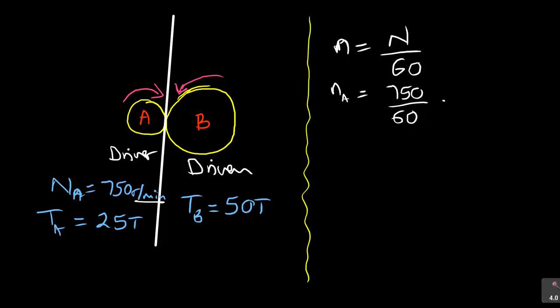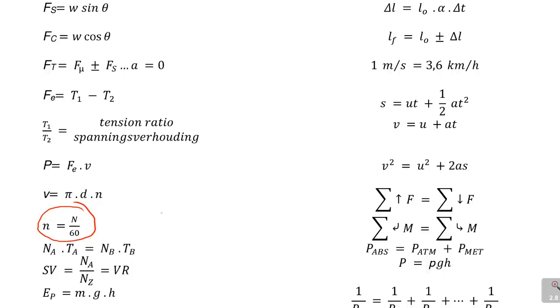So I have now 12,5 rotations per second. Sometimes you might find that they strictly want you to leave your answers in rotation per second or in rotation per minute, so you need to know how to convert that. So I've got that information, and there is another piece of information that is important. It is this information for V. As you can see, it says V is equal to pi dn.